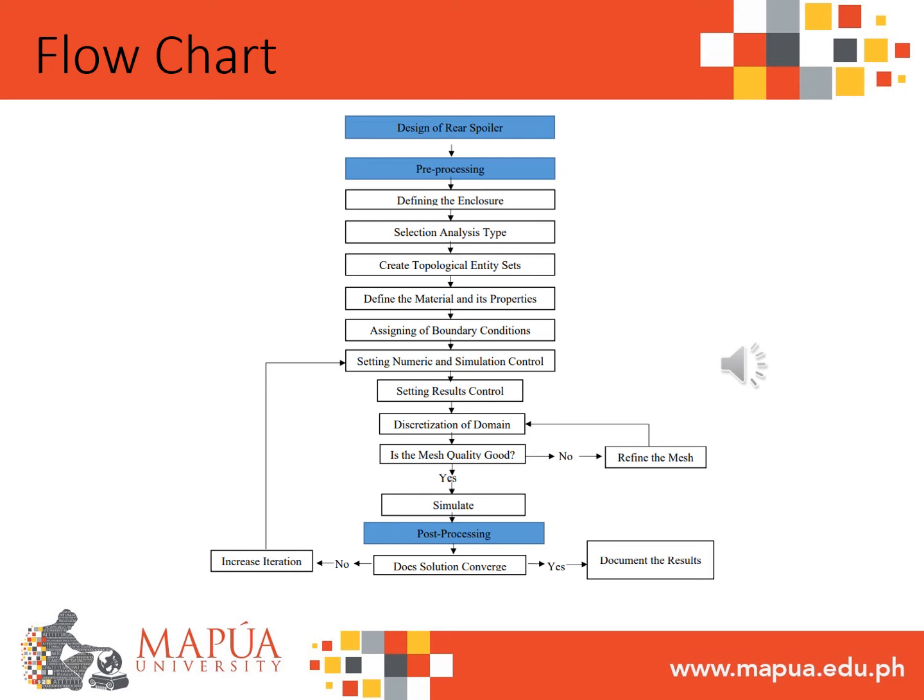When there is already a result, we can now proceed to the post-processing stage. In this stage, we can validate if the solution of the simulation will converge. If it converges, then we will document the results, else we will just increase the number of iterations.